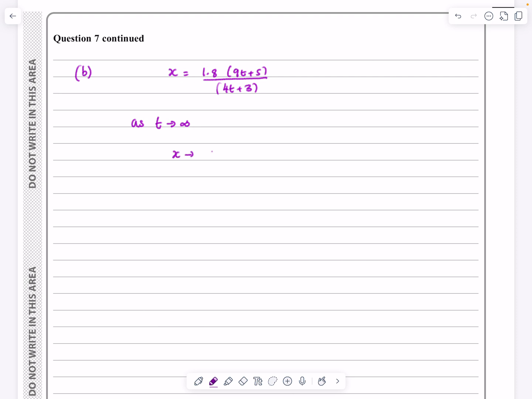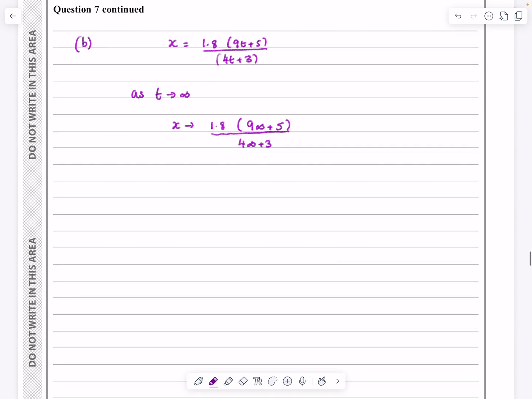So x will tend to 1.8 lots of 9 infinity plus 5 all over 4 infinity plus 3. This is a nice method if you've not seen it before. If I'm looking at 9 infinity plus 5, well, the 5 doesn't make any difference to 9 lots of infinity, so that's really 9 infinity there. Following the same logic, 4 infinity plus 3 is 4 infinity. And if I get to that situation now, you can cancel these infinities out.